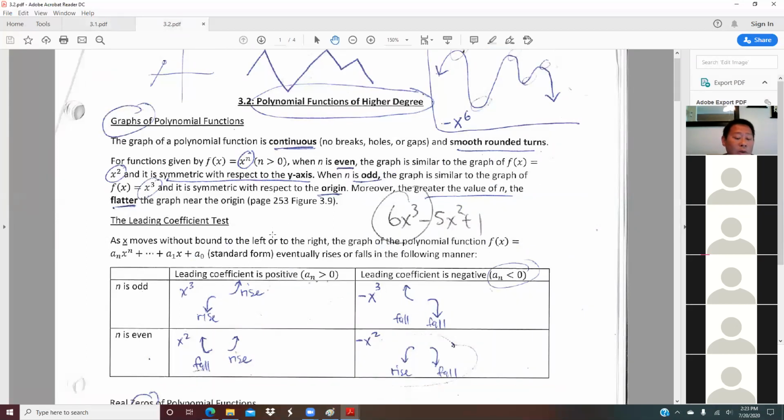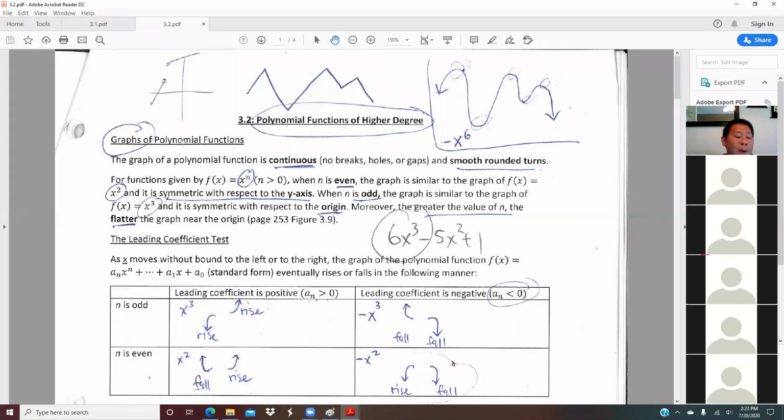So this is called a polynomial function. Last time we did power 2, now we do power 3 and above. How we do a polynomial function in this case depends on your power. But when you graph a polynomial function, it has to be continuous. Continuous means that no breaks, no holes, or no gaps. So it's something like what we draw here. And then make sure that your turns are smooth.